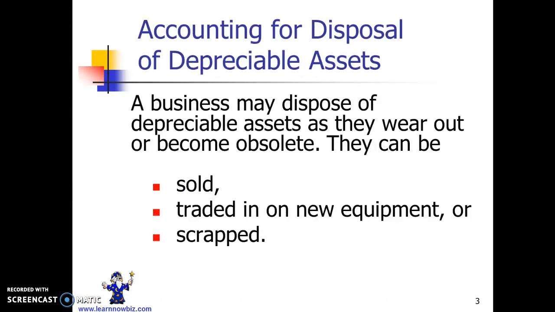Let's have a look at the accounting for the disposal of depreciable assets. Well, assets can be disposed of in 3 different ways. They can be sold, they can be traded in on new equipment, or scrapped. Now we are just going to concentrate on the first option there, which is if the depreciable assets are sold.